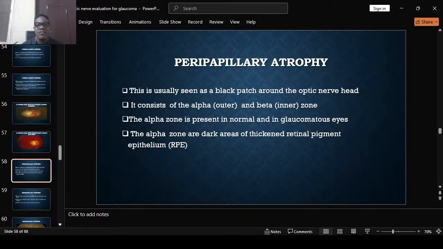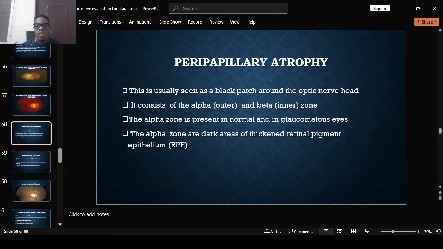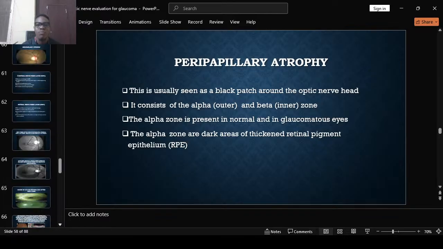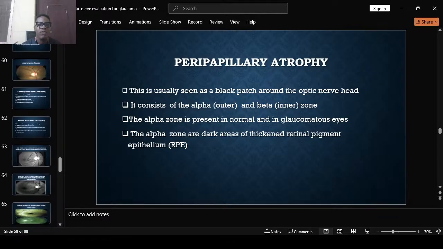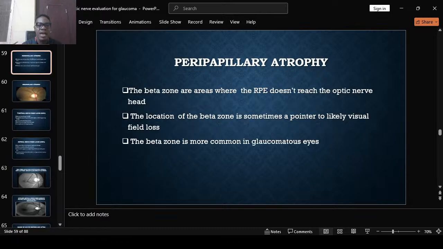This is usually seen as a black patch around the optic nerve head, the alpha zone, both in a patient who has glaucoma and patients who do not have glaucoma. It is present, but then also the darker area is called the alpha zone. But let's look at the next slide, and then it gives us a key.